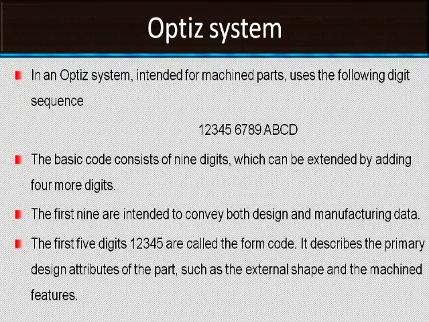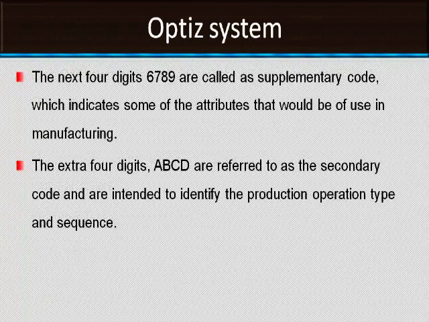It describes the primary design attributes of the part, such as whether the part is rotational, prismatic, has gears, external gears cut on it, or some other external shape elements. All these features are described in the basic code, which is called the form code. The next 4 digits, 6, 7, 8, 9, are called the supplementary code, which indicates some of the attributes that would be used in manufacturing. The extra 4 digits A, B, C, D are referred to as the secondary code, which is intended to describe manufacturing production operation type and sequence. And sometimes the manufacturer can have his own data embedded in this code A, B, C, D.